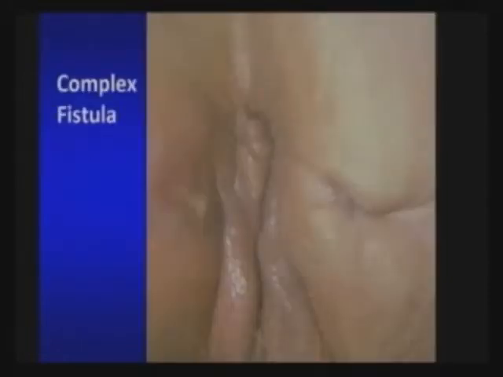The more difficult problem is what to do with the complex fistulas, the patients who have multiple openings. This person has, to orient you, this is the anus. This is a more chronic fistula. There's pus draining here from an abscess cavity.